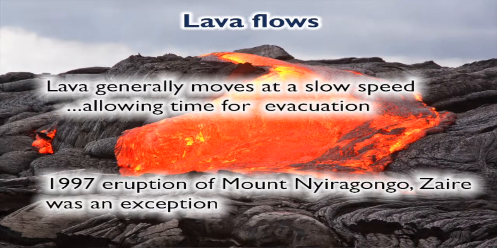So let's talk more in detail about these lava flows. Lava, as I mentioned, generally moves at a slow speed, allowing time for evacuation. And I talked about that issue in Zaire as well, where people just didn't have time to evacuate. They were trapped, and there was a loss of life of about 90 people in that particular event.